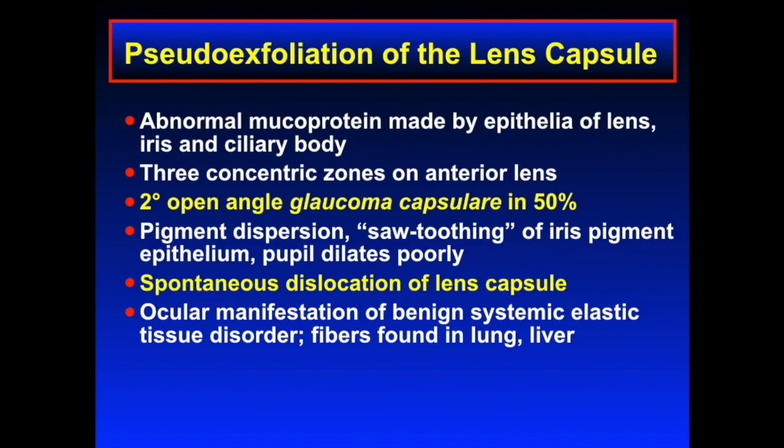Patients also have abnormalities of the iris pigment epithelium. They have a sawtooth pattern, and this leads to dispersion of pigment. The pupil also dilates poorly. Now, the patients also have a problem with developing spontaneous dislocation of the lens or lens capsule. There's some electron microscopic evidence that pseudoexfoliation actually is the ocular manifestation of a benign systemic disease of elastic tissue, because exfoliation material has been found in the lung and the liver.